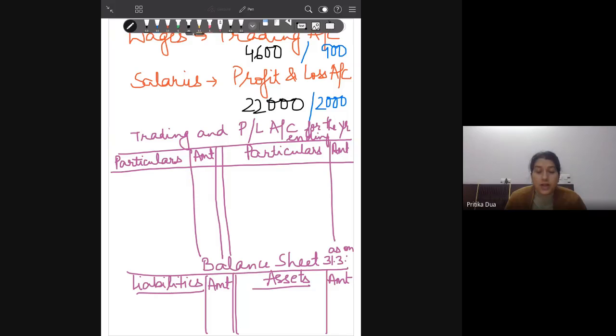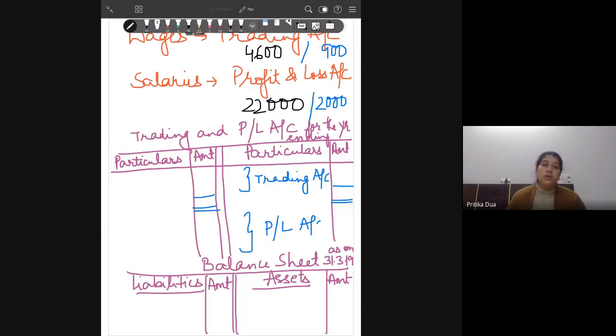Now in the first account that you have prepared, trading and P&L account, the upper half of the pro forma is the trading account and the lower half is the P&L account. तो जहां पर आपने इक्वल कर दिया, ऊपर वाला पार्ट आपका ट्रेडिंग अकाउंट है and the lower part of this pro forma is the profit and loss account. Okay, so this is about the format.